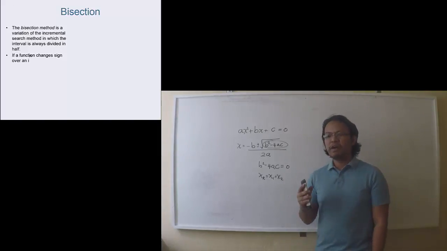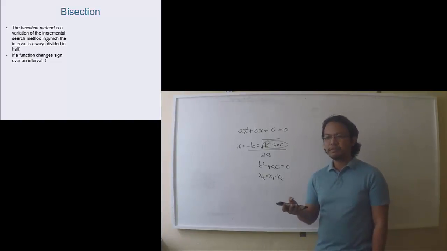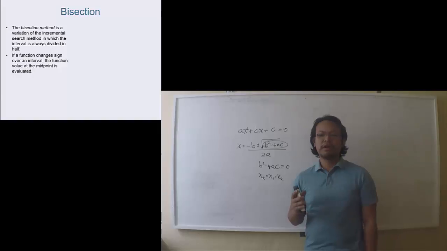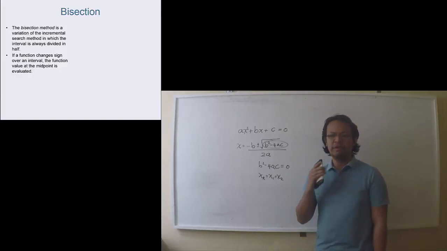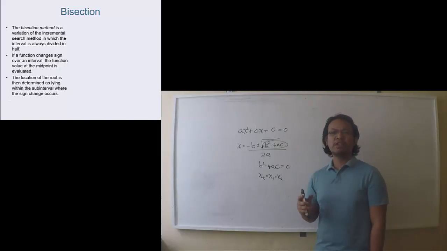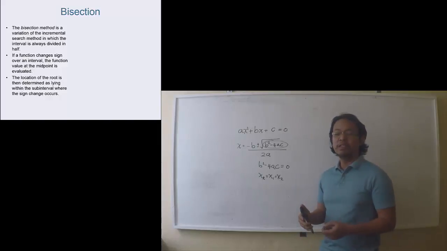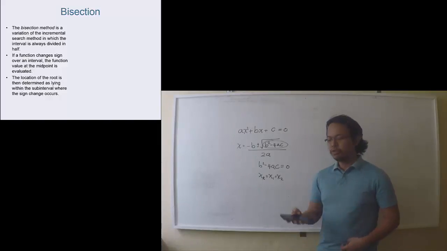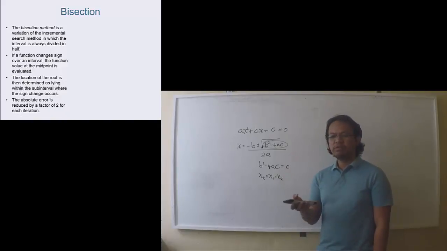If a function changes sign over an interval, the function value at the midpoint is evaluated. I will give a very specific example right now. After this, the location of the root is then determined as lying within the subinterval where the sign change occurs. It would be easier if we have an example here. So the observed error is reduced by a factor of 2 for each iteration.